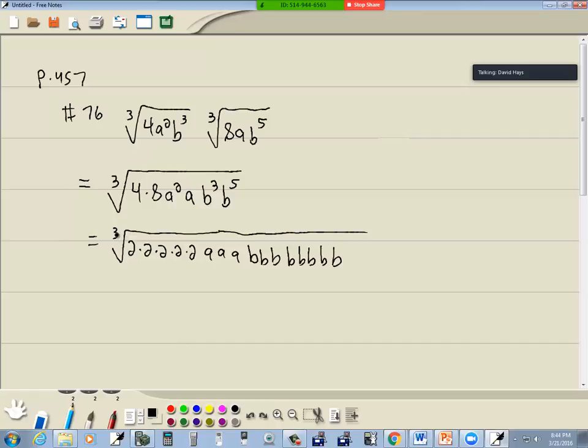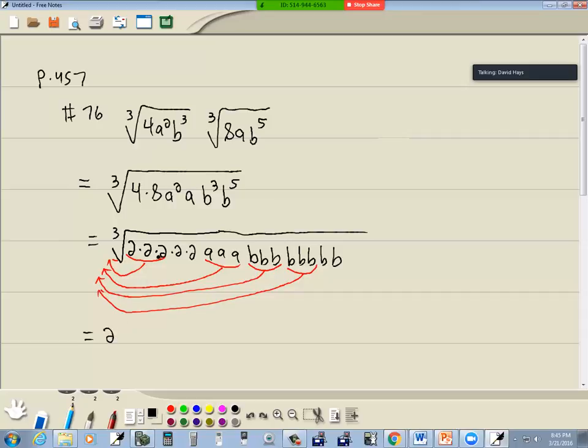Now our index is 3, which means we're looking for a set of 3 of something. Let me do this in a different color. Here's 3 2's, so they're going to come out in front as a single 2. Here's 3 A's, so they're going to come out in front as a single A. Here's 3 B's, so they'll come out in front as a single B. And here's 3 B's, so they'll come out in front as a single B.